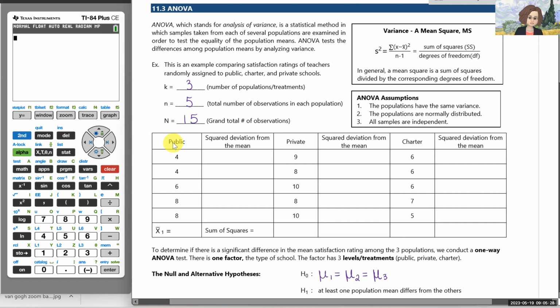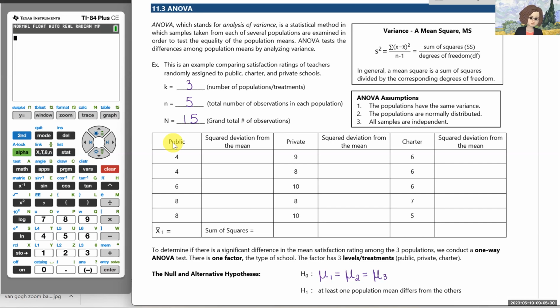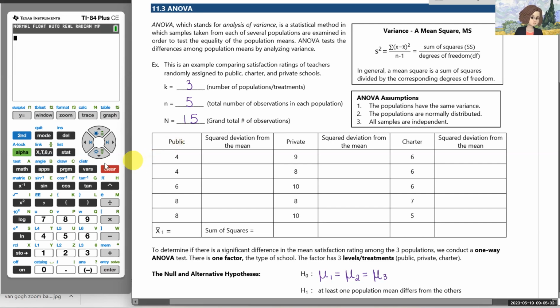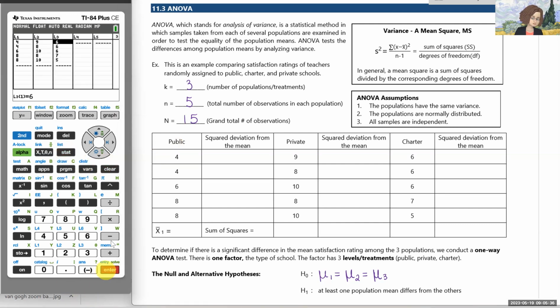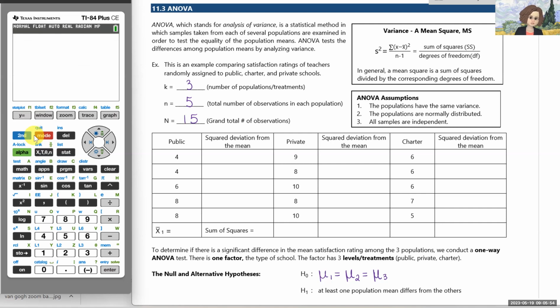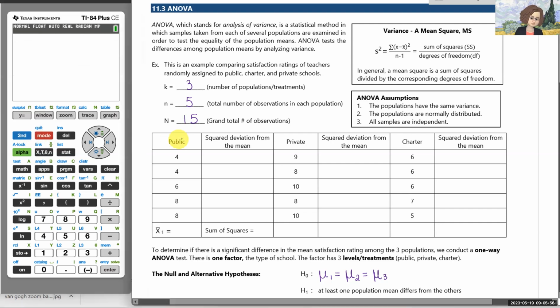All right, so first, if you would like to pause and get this information into the calculator, I'm going to go to my list, so stat edit. I've entered my public school teacher satisfactions there in L1, private L2, and charter L3. So if you want to, again, pause and do that. And then when we come back here, I'm clearing my screen, and I'm going to start with my public schools.